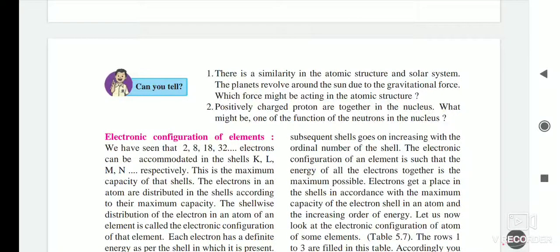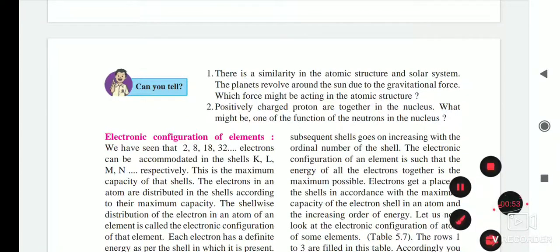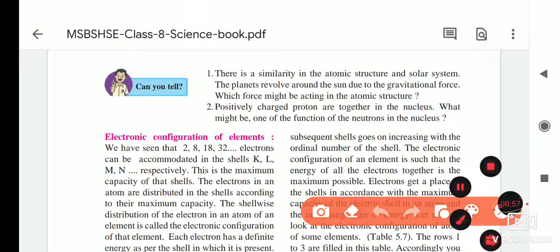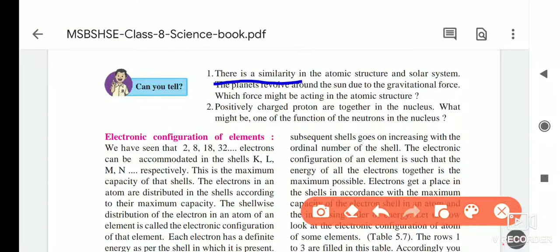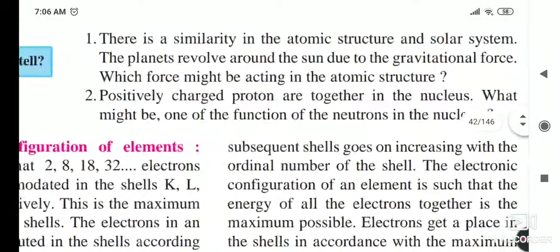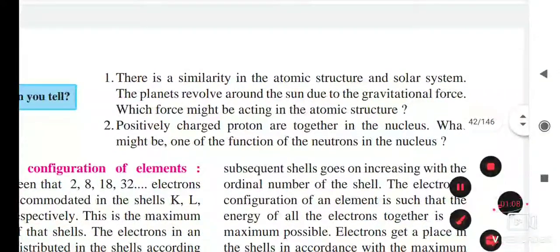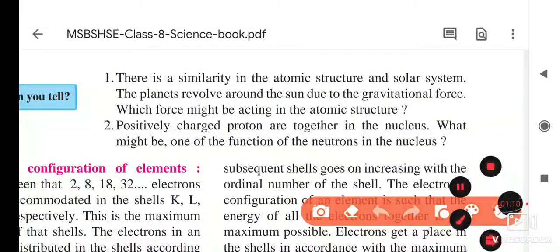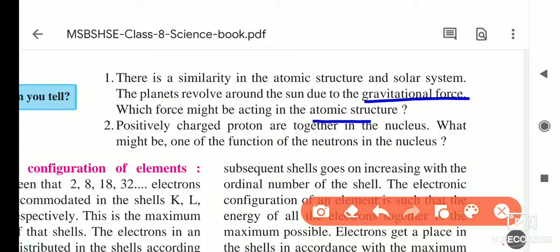So here we will see the "Can you tell" question. Is there a similarity between the atomic structure and the solar system? This is the question. The planets revolve around the sun due to gravitational force. And which force might be acting in the atomic structure?